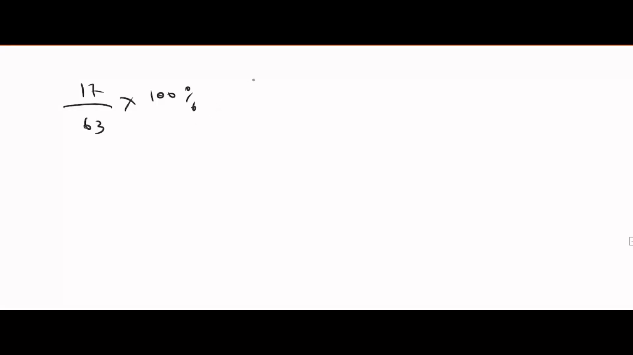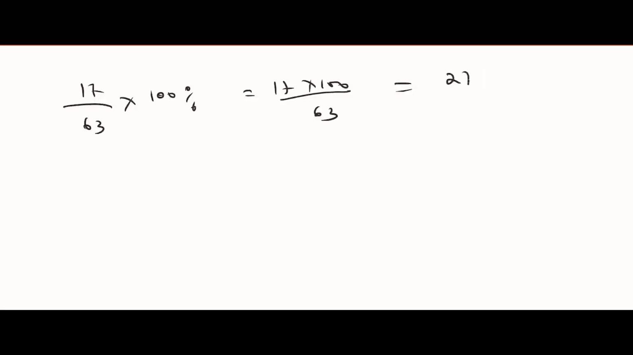So you just have to pick up your calculator, then you do 17 times 100, then divided by 63. So that should give you 27.0%. That is 27.0%, or simply 27%. So next is percentage of a quantity.